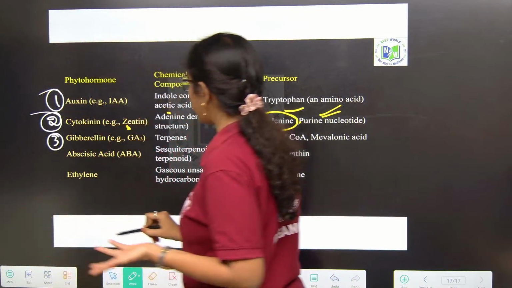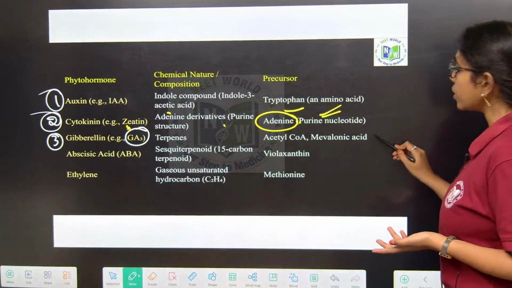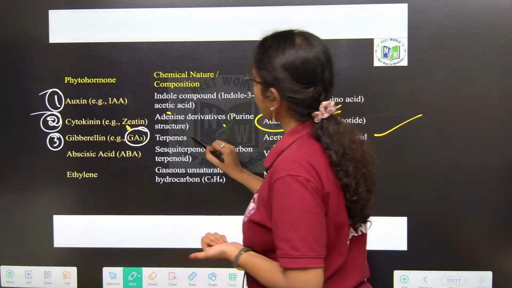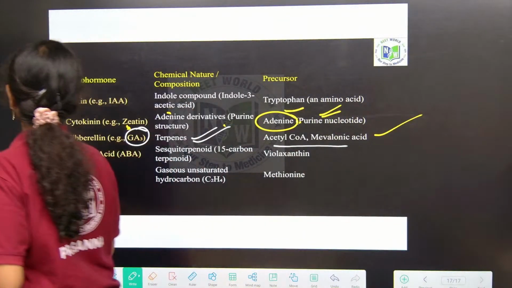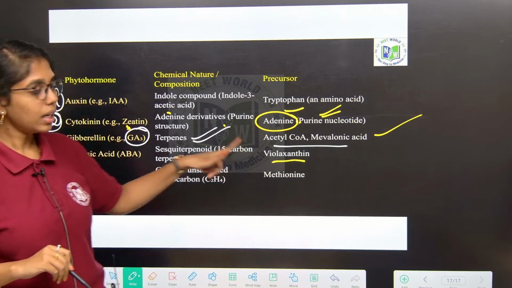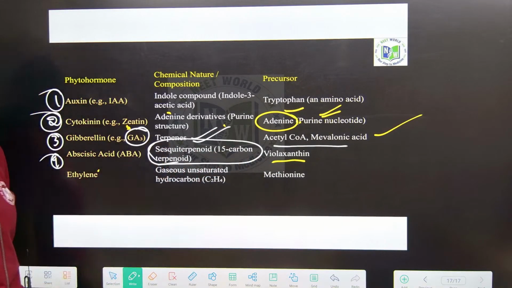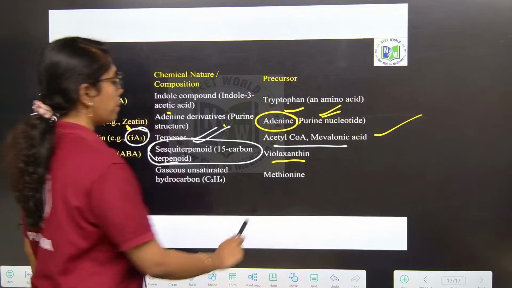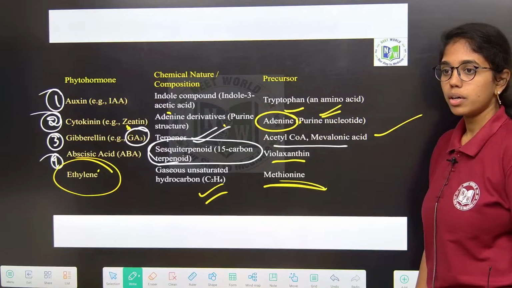Next, third is gibberellic acids or gibberellins. Of them, the most widely studied is gibberellic acid 3. Precursor is acetyl-CoA or mevalonic acid, and the chemical composition is terpenes. Gibberellins are terpene derivatives. Next, fourth is abscisic acid. Abscisic acid precursor is violaxanthin and the chemical composition is sesquiterpenoids. And then ethylene. Ethylene precursor is methionine, which is a gaseous unsaturated hydrocarbon, C2H4.